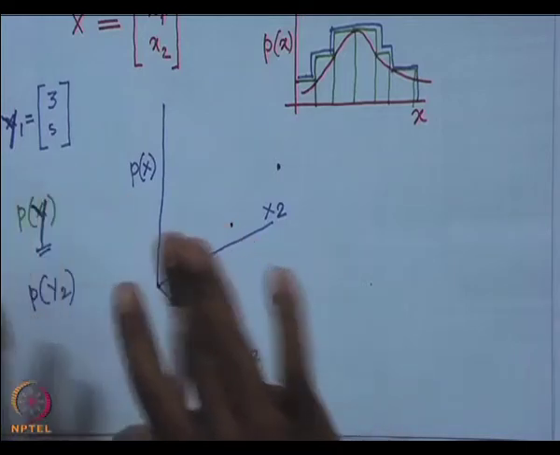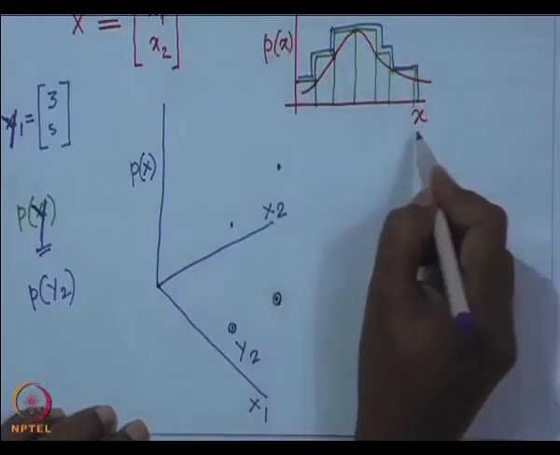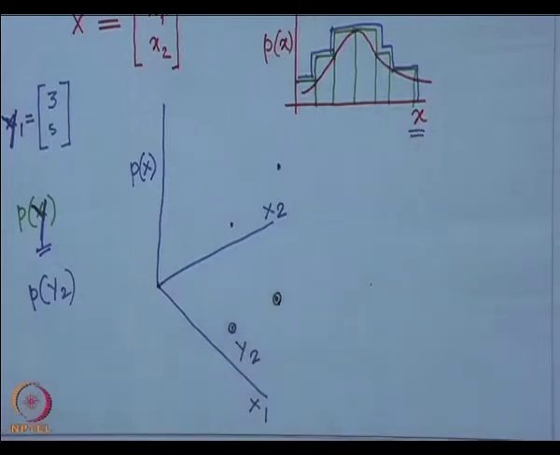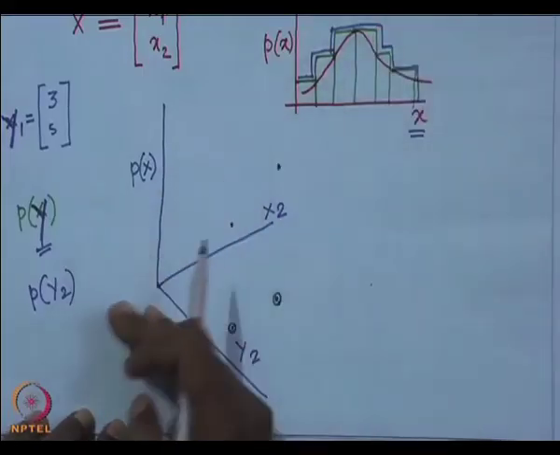So, if I join all these points in 3-dimensional space to represent my probability density function, you find that all these points define a surface in the 3-dimensional space. So, when I say the probability density function of a 2-dimensional vector, it is nothing but a surface in 3-dimensional space. Whereas, in case of 1 dimension, for a single variable, this probability density function is a curve in a 2-dimensional space. So, that is the difference. From curve we are coming to the surface.